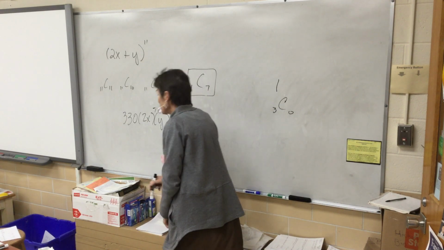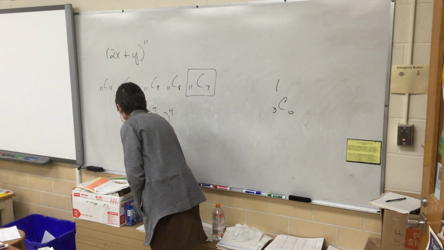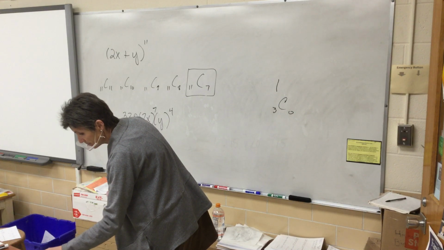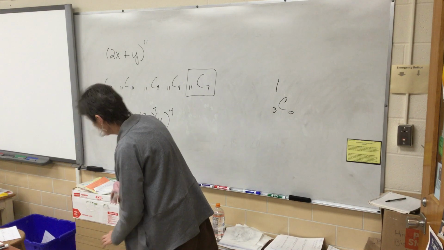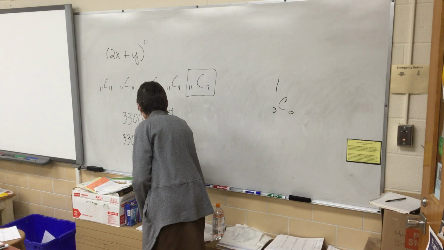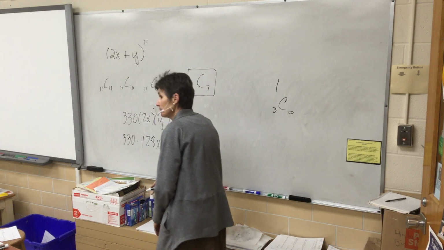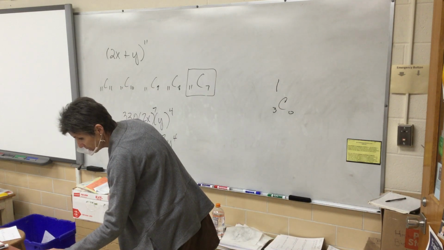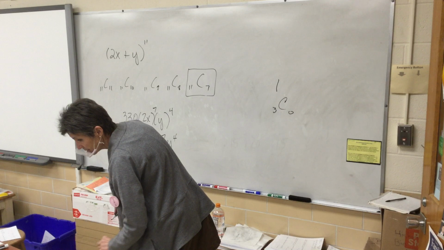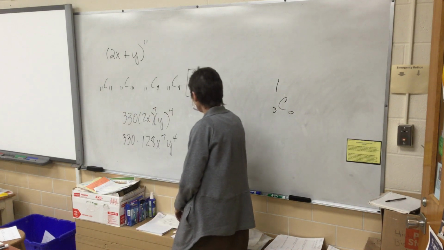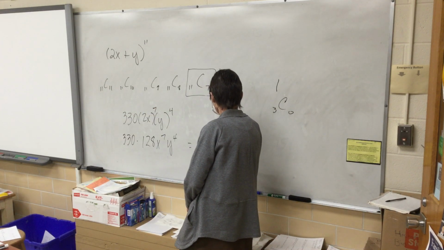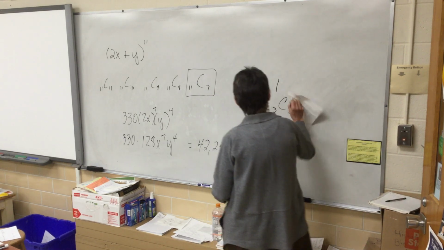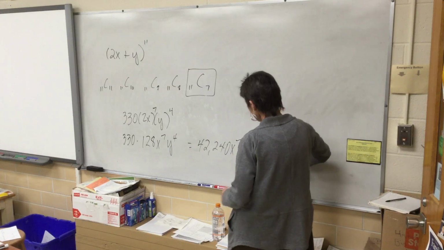So now, here we go. I got 330 times, now that's 2 to the 7th, which I should know, but I forgot, 128, x to the 7th, y to the 4th. So 330 times 128, 42,240, x to the 7th, y to the 4th. That is your 5th term. Right there's your 5th term.